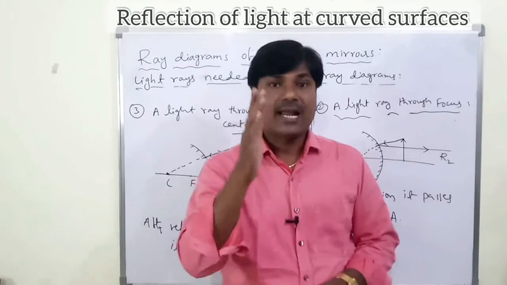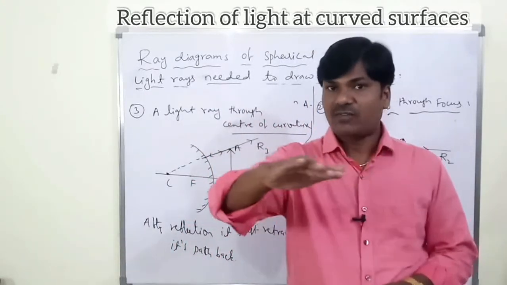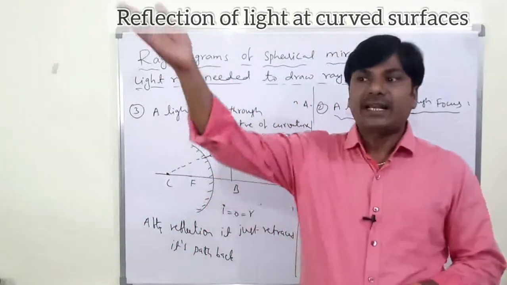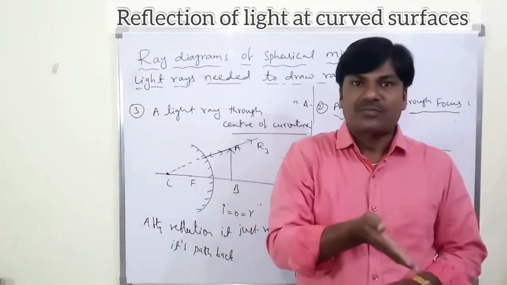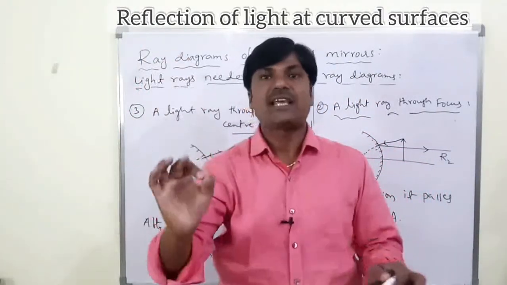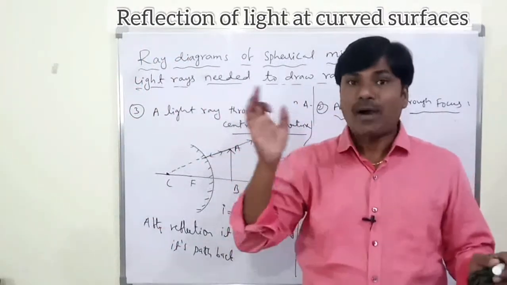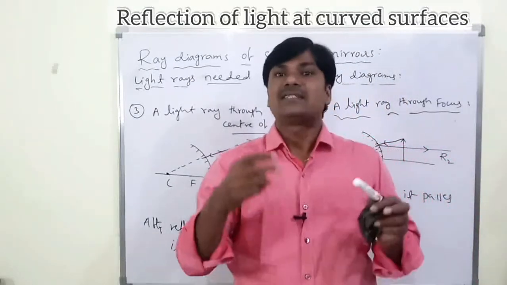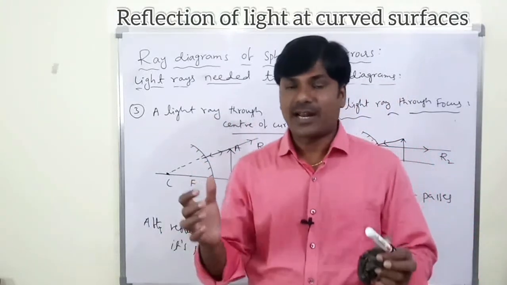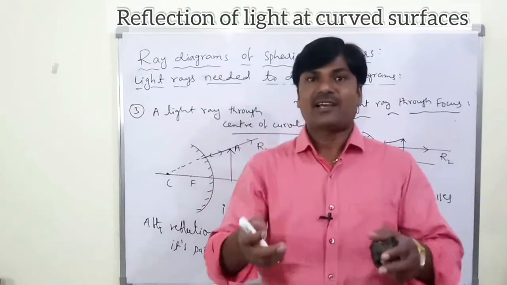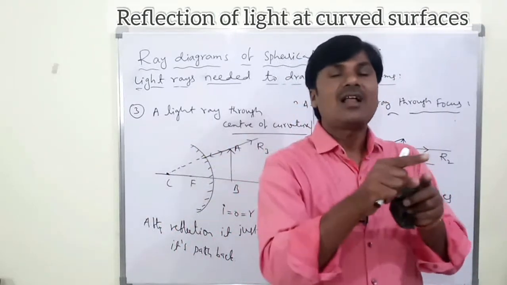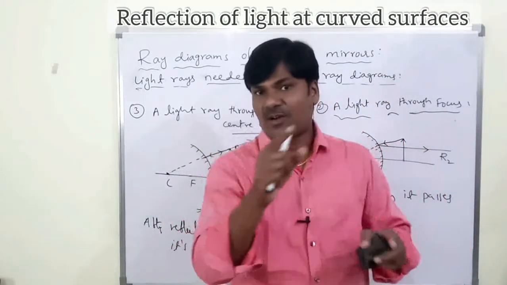And the second light ray, a light ray through focus. After reflection, it becomes parallel to the principal axis. And the third one is a light ray through the center of curvature. After reflection, it retraces its path back and passes through the same center of curvature. So among these 3 light rays, it is enough to take any 2 light rays to draw the ray diagrams. Already I told you what ray diagrams are. Ray diagrams are those which give the image by drawing the light rays, incident ray and reflected ray.